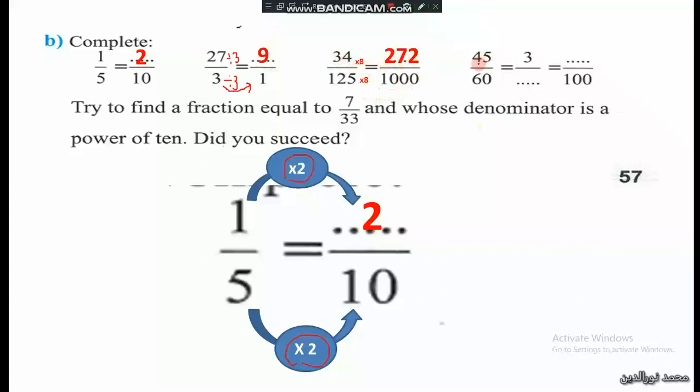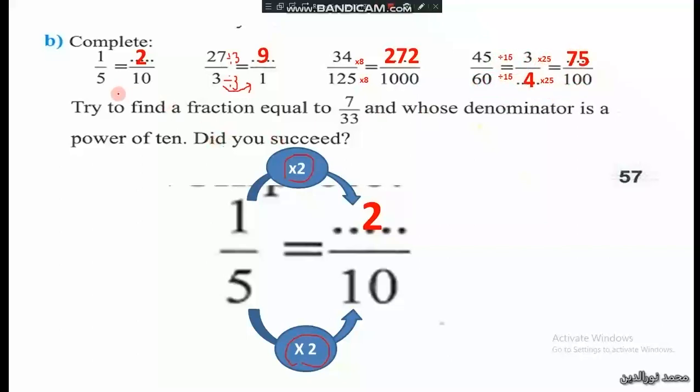And here 45 over 60. We see that 45 becomes 3. How? Divided by 15. So 60 divided by 15 is 4. And then 4 becomes 100, so divided by 25. Then multiplied by 25. Then 3 multiplied by 25 is 75.